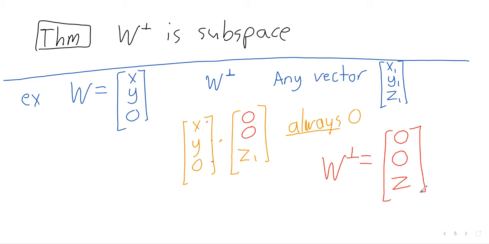And W is a subspace. The zero vector is in there. It's closed under addition. It's closed under scalar multiplication. That thing that this theorem says ought to be a subspace, the orthogonal complement, it is a subspace. Closed under addition, closed under scalar multiplication, the zero vector is there, just that Z be zero. So there's, I guess, our first concrete example.